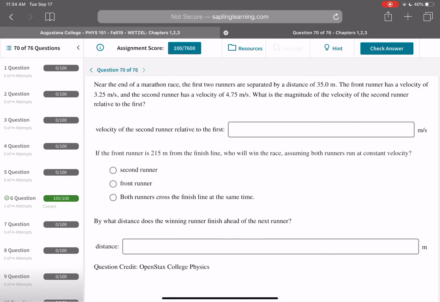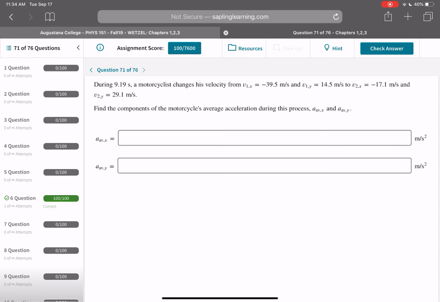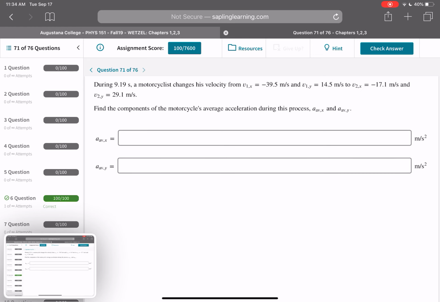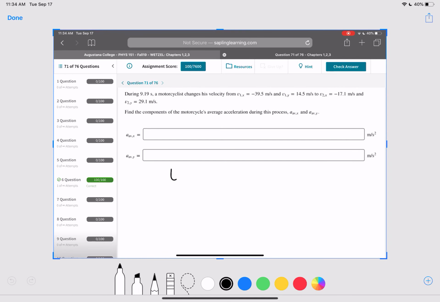Okay, next one. During 9.19 seconds, the motorcycle changes its velocity from this to that, and this to that. Find the components. This is easy. You just do the problem twice. You've got a time of 9.19 seconds. The acceleration in x is v final x minus v initial x over t. Our final x velocity is negative 17.1. Our initial x velocity is negative 39.5. So minus a negative becomes a positive, divided by 9.19 seconds.